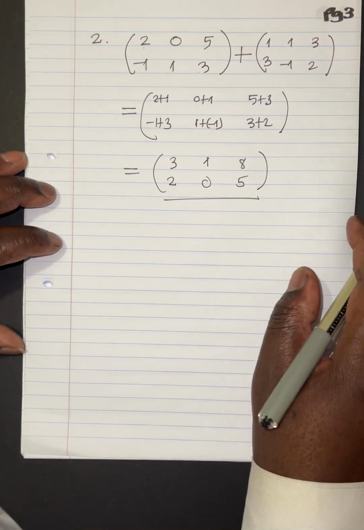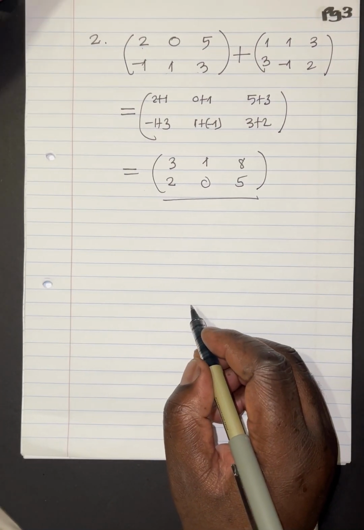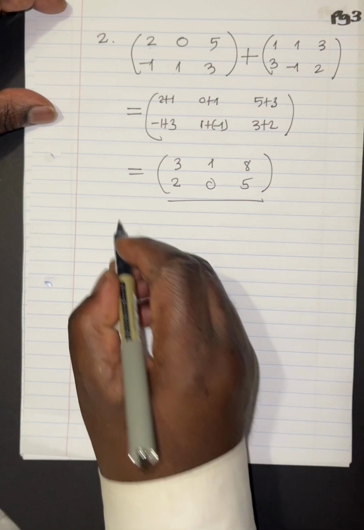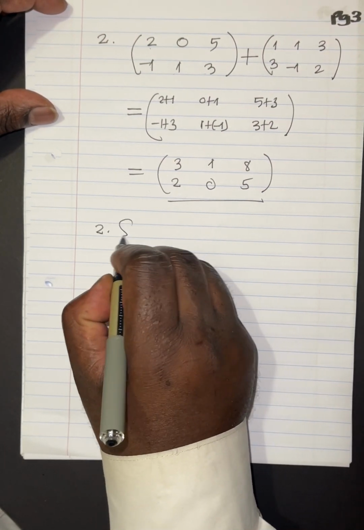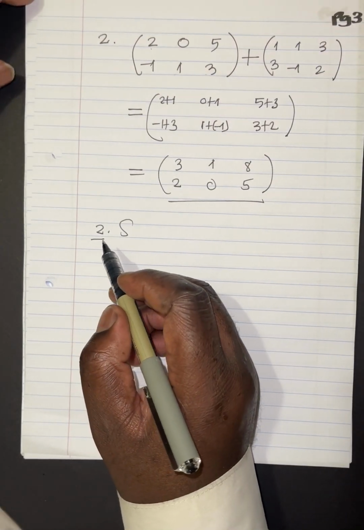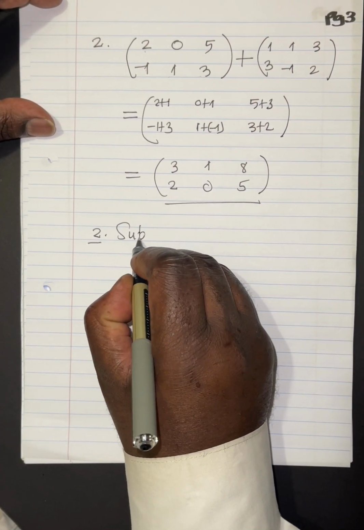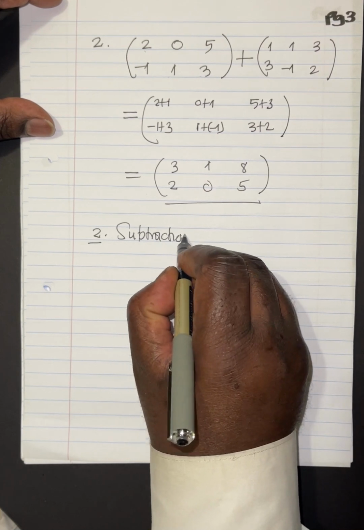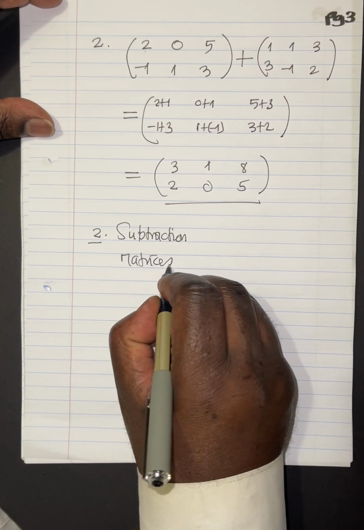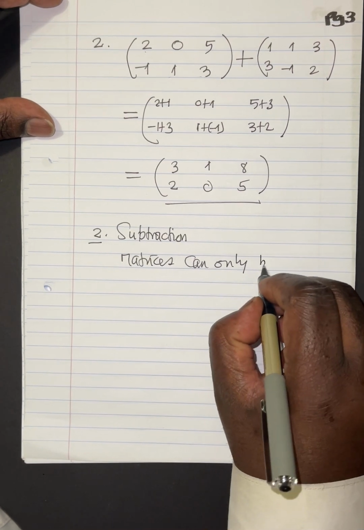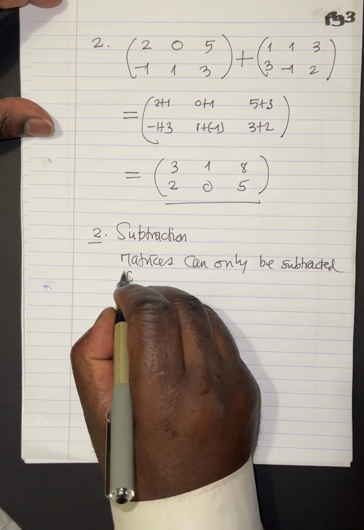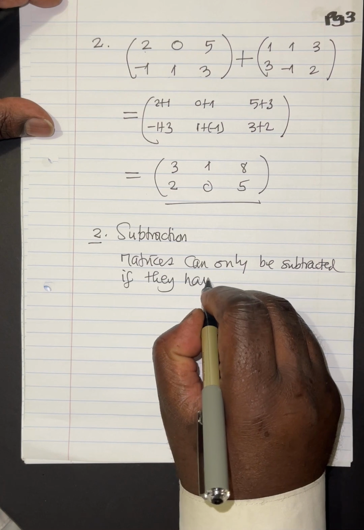Let's talk about subtraction. I'm moving on. Let's talk about subtraction, elementary matrix operations. Remember, this is where we're at. And I've talked about addition. I want to talk about subtraction. Elementary matrix operation 1 was addition. Now we're looking at number 2 here, subtraction. Now we are also saying matrices can only be subtracted if they have the same dimensions.